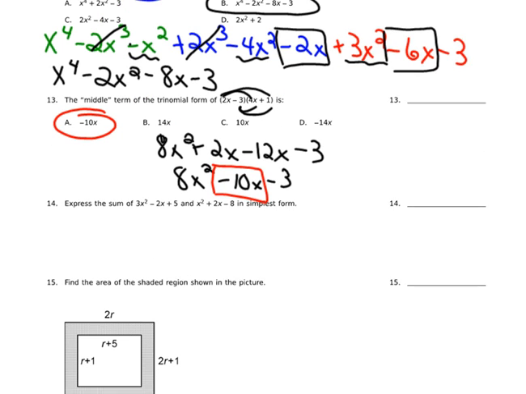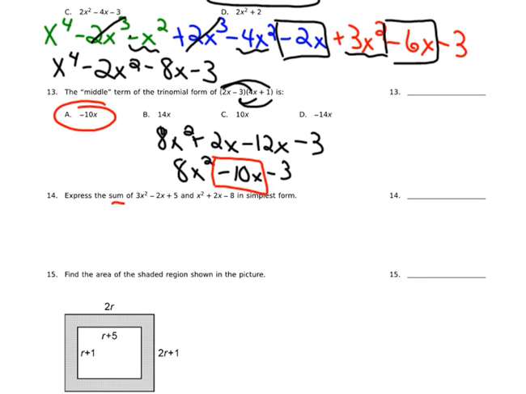Okay, express the sum. So when it's a sum, that's telling me I'm adding, so I can just find my like terms. 3x squared plus x squared is 4x squared. Negative 2x plus 2x cancels out. 5 plus negative 8 is negative 3. And there isn't a multiple choice for this one.